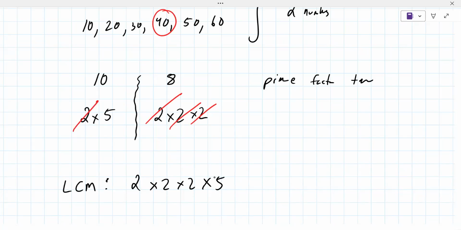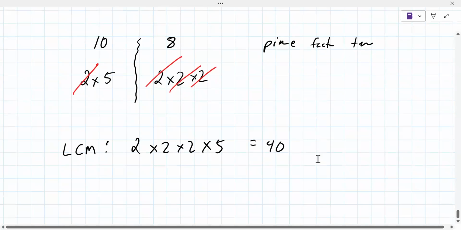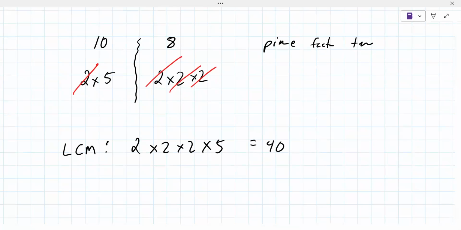40. Is that our least common multiple? Yeah, it is. I know this is really exciting. So this is the better way, and this is the way we're going to do this.